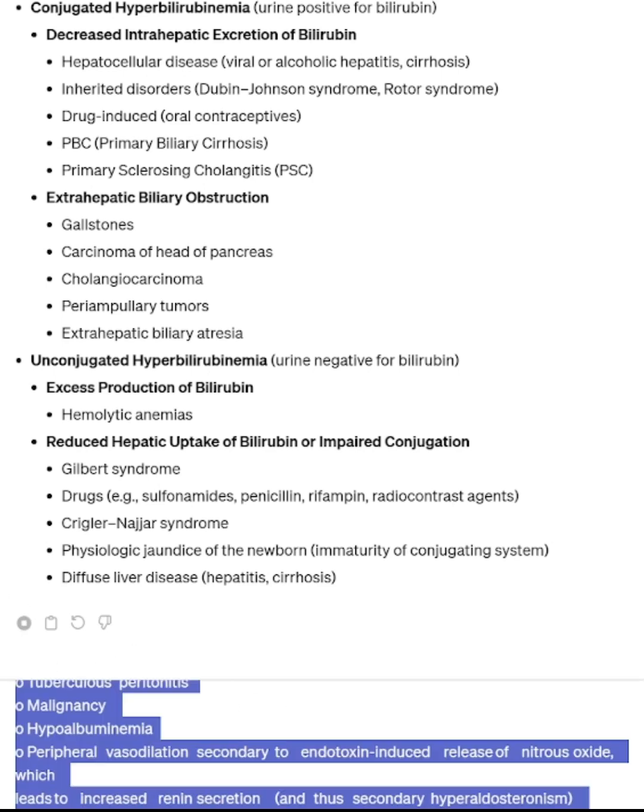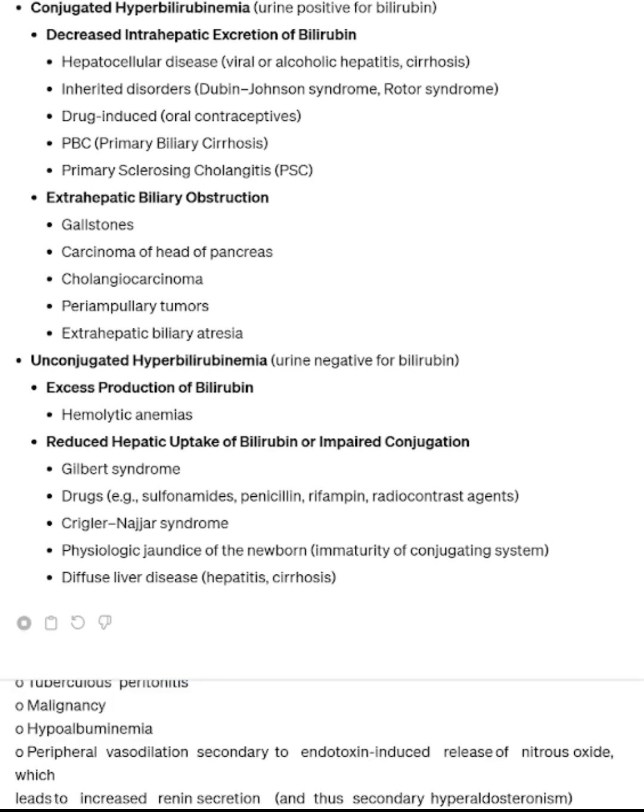reduced hepatic uptake of bilirubin or impaired conjugation. Gilbert syndrome, drugs, e.g., sulfonamides, penicillin, rifampin, radiocontrast agents. Crigler-Najjar syndrome, physiologic jaundice of the newborn, immaturity of conjugating system, diffuse liver disease, hepatitis, cirrhosis.